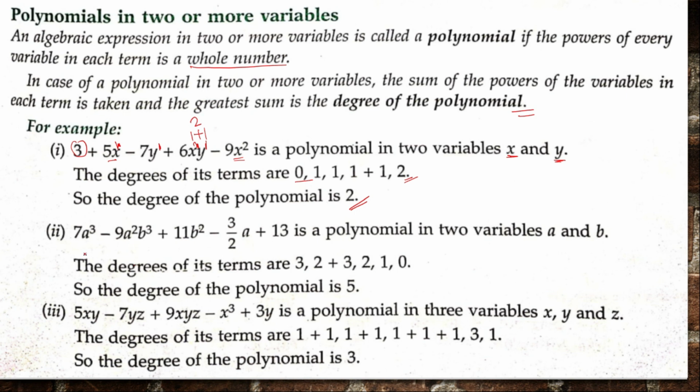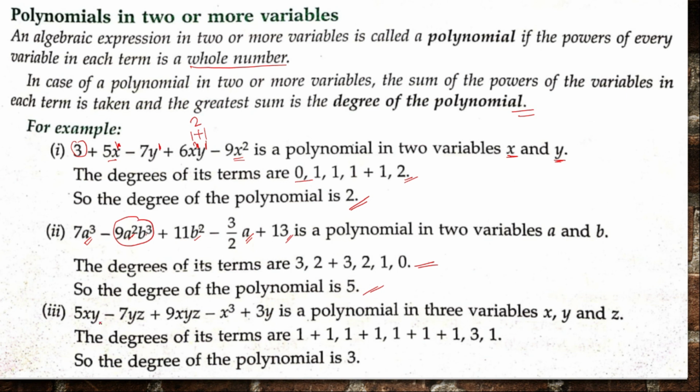Same way, in number 2, 7a cube, for the first one the degree is 3. For the second one the degree is 2 plus 3, that is 5. For the third one it is 2. For the fourth one it is 1. And for the fifth one, that is 13, it is 0. So the degrees of its terms are given here as I have explained. So the degree of the polynomial is 5 for this expression.